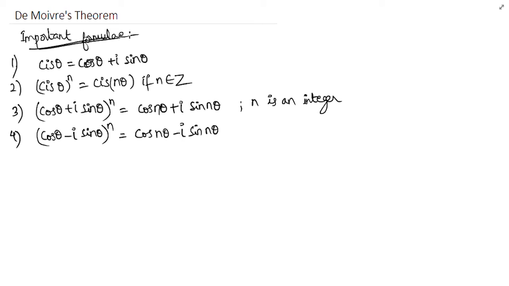And then (cos theta plus i sin theta) to the power of minus n can be written as cos n theta minus i sin n theta.